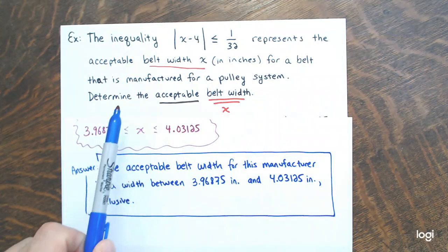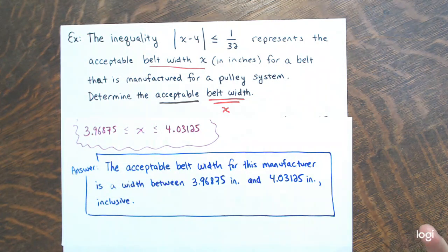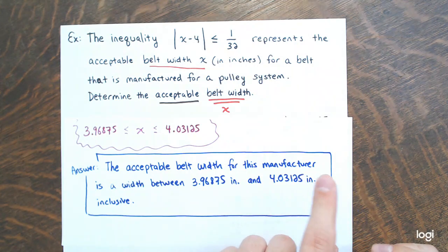So think about it a little more. This manufacturer is creating these belts for this pulley system, and if a belt comes out of a machine when they're done, and they measure the width, and the width was 3.8 inches, they throw it away, right? It wouldn't be accepted. If it was 4.1 inches, it would be too wide, and it wouldn't be accepted, right?